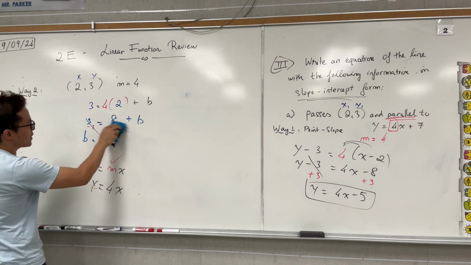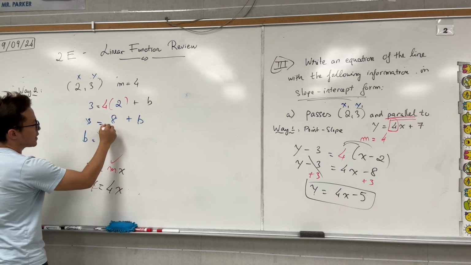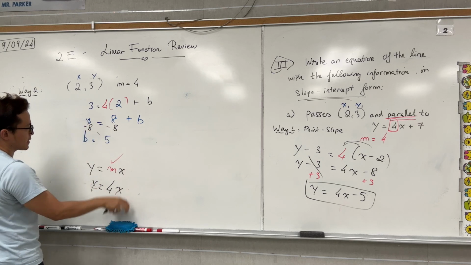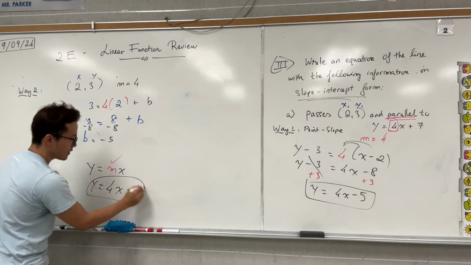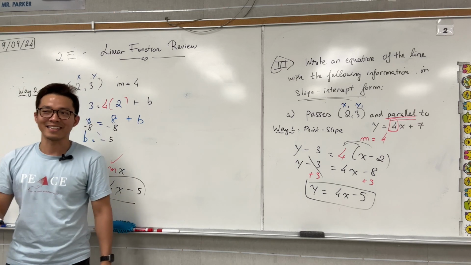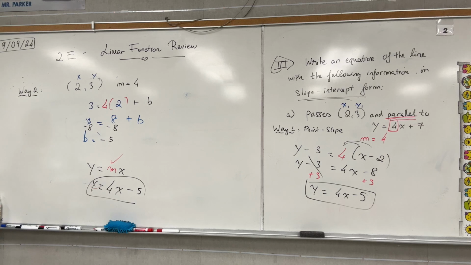Minus 8. I did it the other way around. Minus 8 minus 8. That's right. So negative 5. So this one is negative 5. I'm testing you. No, just kidding. It's an honest mistake. Yeah, sounds good? All right.